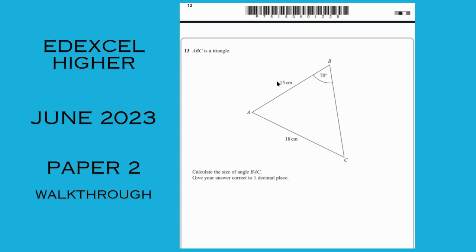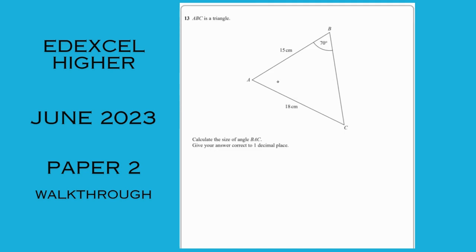Number 13. So calculate the size of angle BAC. B to A to C is here. I'll call it X. So, one of those where X, well, it is a sine rule question because we have an angle and an opposite side. So we can write sine 70 over 18. Problem is, for X, we don't know that.